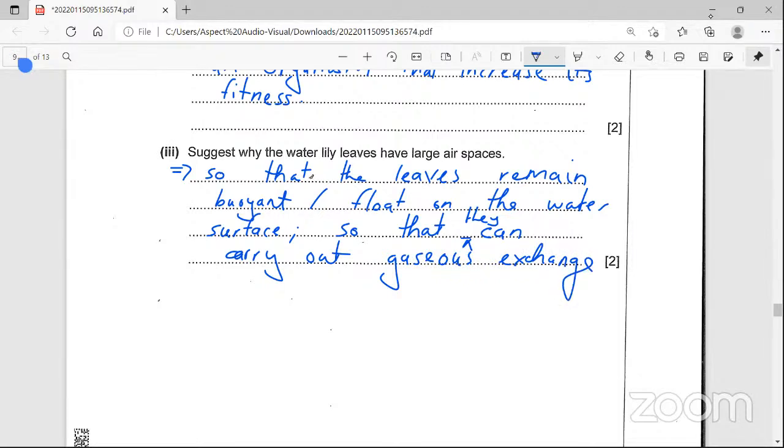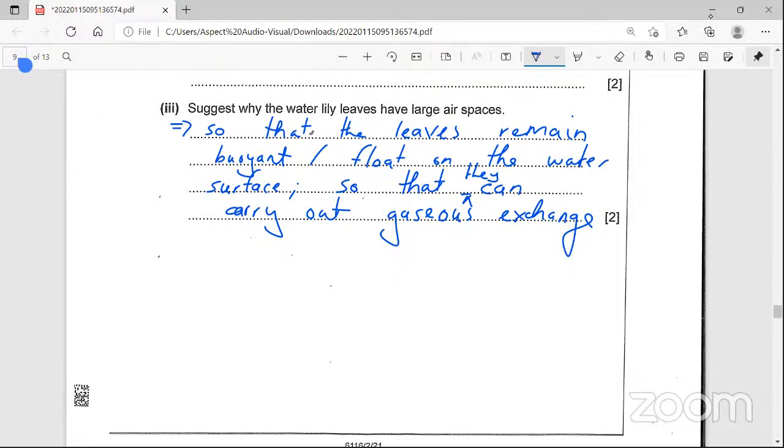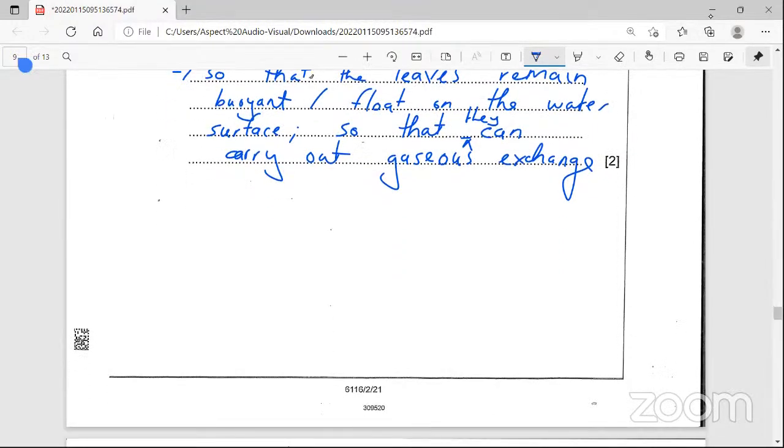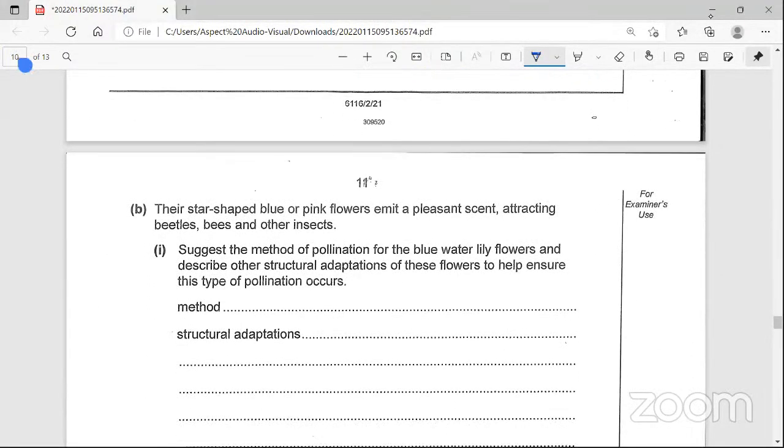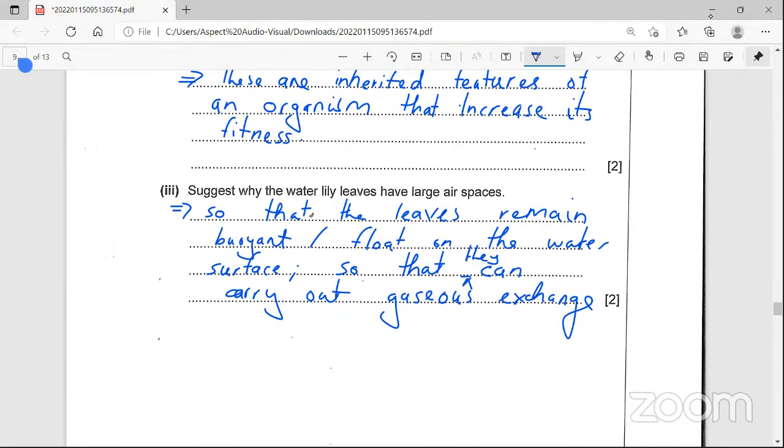What other adaptive features are there for hydrophytes? What other adaptive features do they have? The lower epidermis lacks stomata. Yes, exactly. They lack stomata in the lower epidermis. So remember, the gaseous exchange only happens from the upper surface. Are we done with this question? Can you quickly copy?